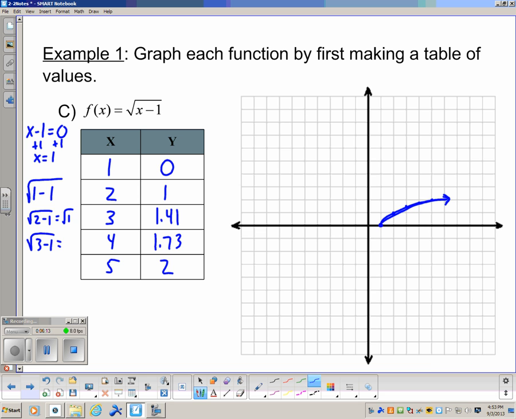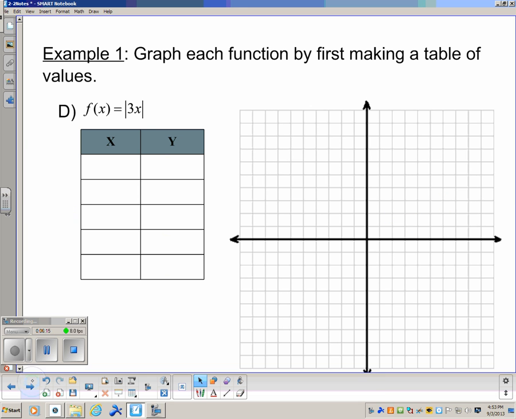So let's try another one here. This one here, we got absolute value symbols. So now absolute value graphs always look like V's. They might be upside down V's or upside right V's, but they're always going to look like V's. So one like this, I'm going to probably also just pick some nice values like -2, -1, 0, 1, and 2, and just simply plug them in there.